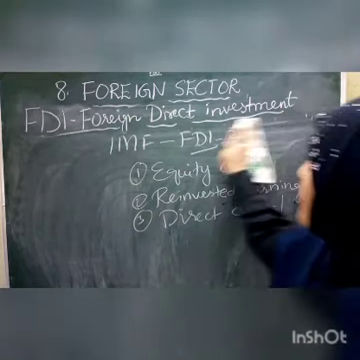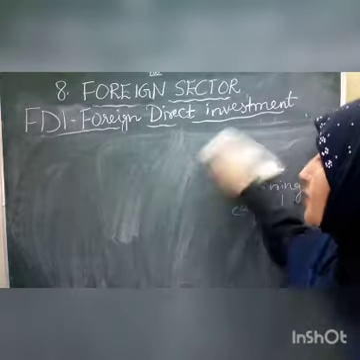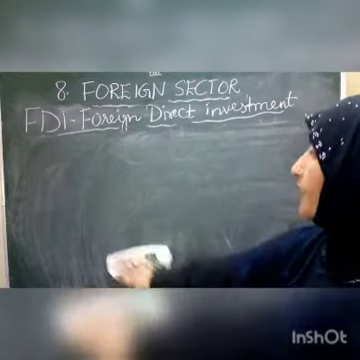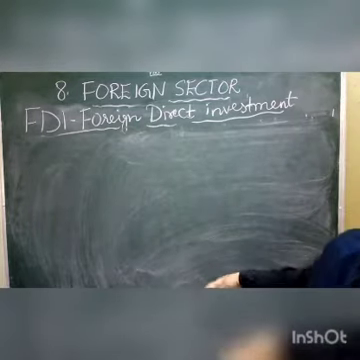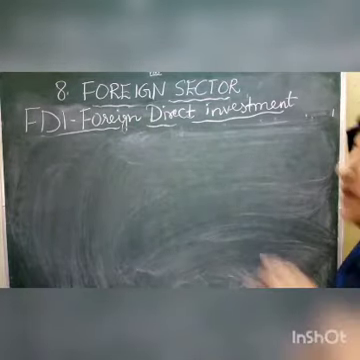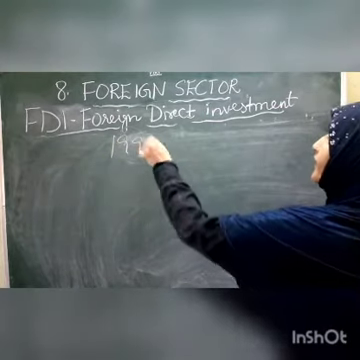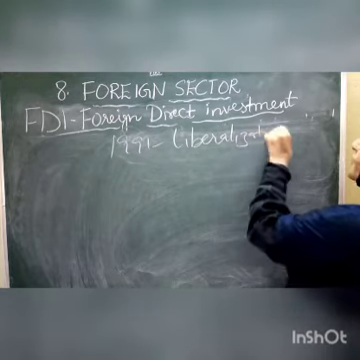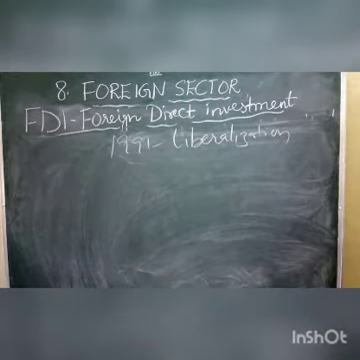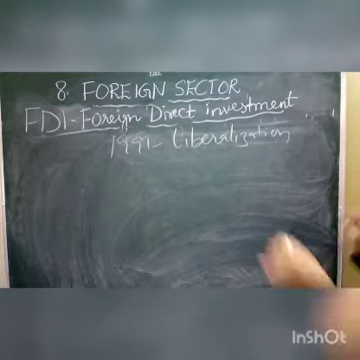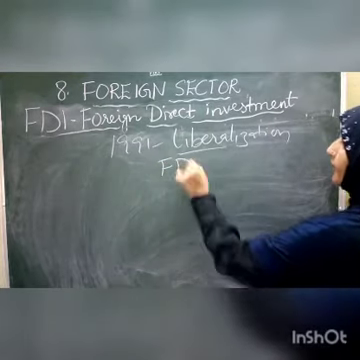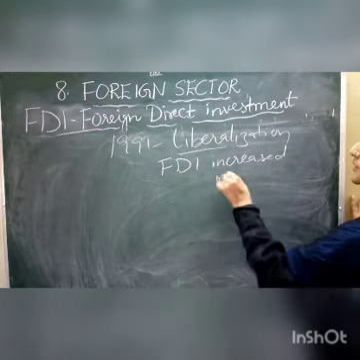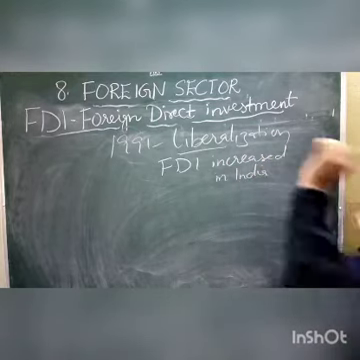1991, India started the policy of liberalization, globalization and privatization. These three policies were introduced. So under these three policies, what happened, children? Under the policy of liberalization, 1991, this policy increased the source of FDI, and because of this policy, we can find that FDI increased a lot in India.